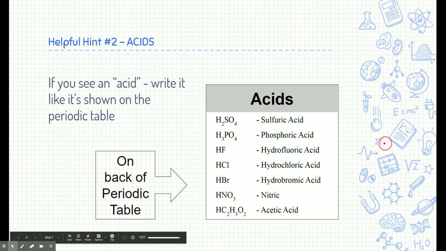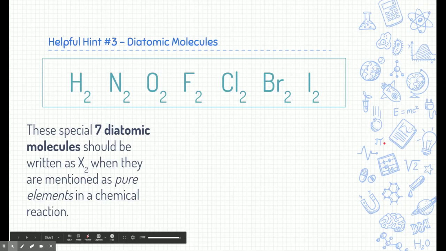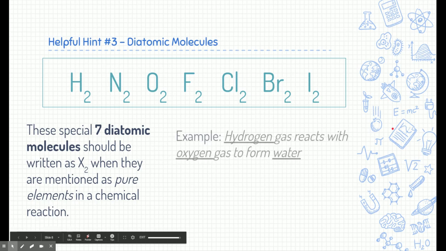The third helpful hint is all about diatomic molecules. Now, we briefly learned about these before. Mostly, we just wanted you to memorize which of the molecules were diatomic. Heck, you can even use your periodic table and make a little note on which ones are diatomic. Now, these are special molecules that whenever you see them as pure elements in a chemical reaction, they have to have a little subscript of 2, and they're the only ones that do that naturally when they're pure elements. So I'm going to give you an example of that.